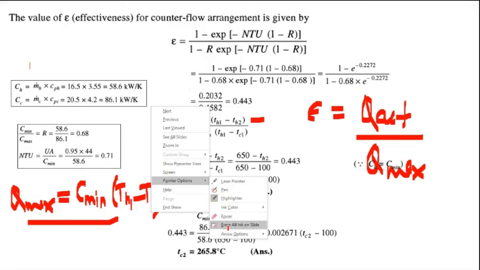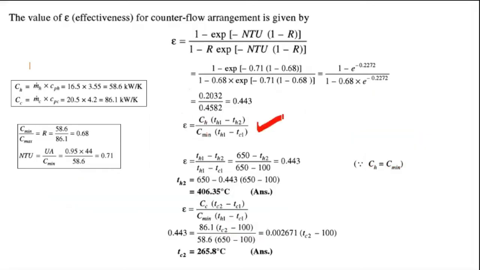We can substitute both the relations. So here we have put the formula for effectiveness. The first formula is rate of heat transfer, taken as CH (TH1 minus TH2), and maximum rate of heat transfer has been taken as C minimum multiplied by (TH1 minus TC1). Now in this relation, CH value is known to us, C minimum value is known to us, both are same actually. TH1 value is known, TC1 value is known. This TH2 is an unknown value.